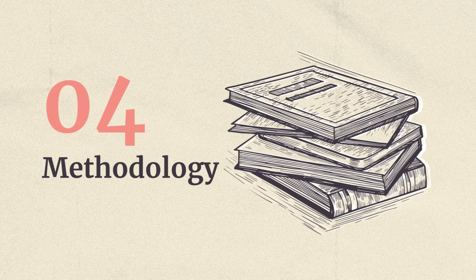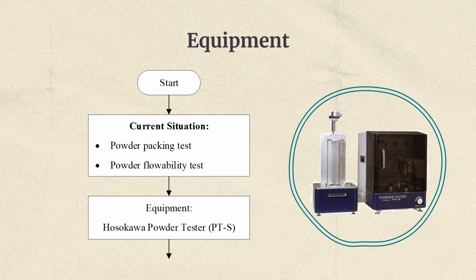In order to achieve the objectives of the project, the methodology includes powder packing and powder flowability testing methods. Hosokawa powder tester, as shown in the figure on the right, was selected as the equipment since it is capable of measuring both bulk density and angle of repose.